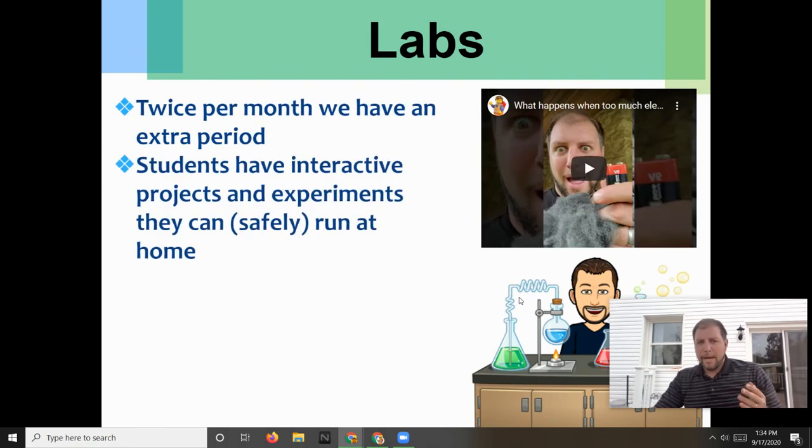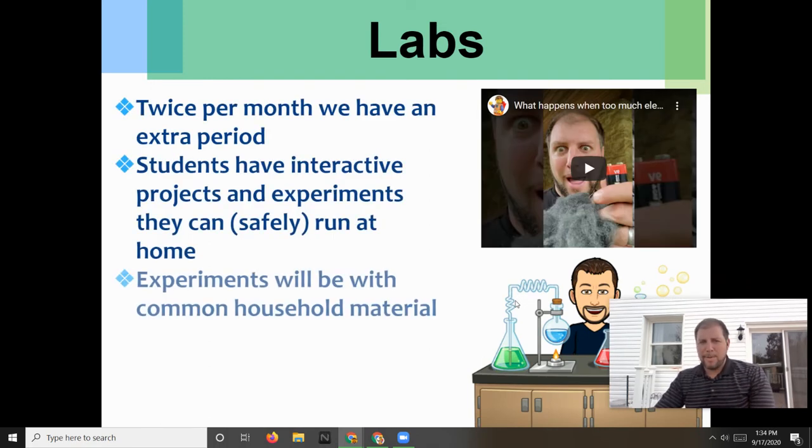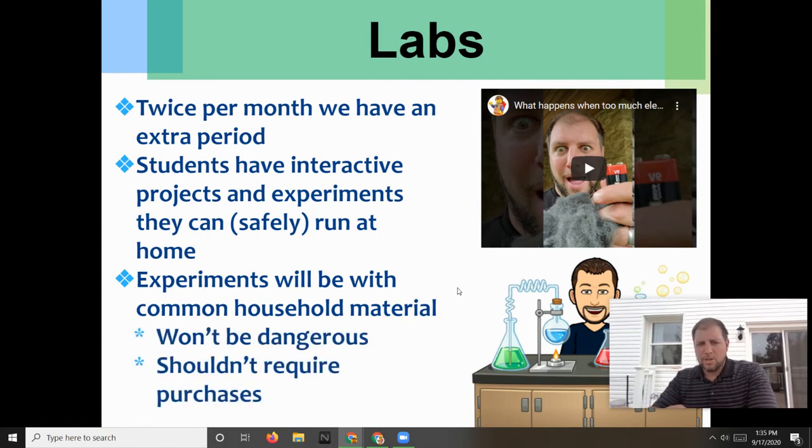Labs, again, twice per month, we're going to have an extra lab period, and I'm going to try and make this as interactive as possible, have students safely run lab experiments at home using common household non-dangerous ingredients. The old baking soda and vinegar. I don't know if you know this, but ketchup, salt, and a penny is another one. And maybe with adult supervision, some things we can do with steel wool and hydrogen peroxide. These things aren't going to be dangerous and should not require purchases. If a kid wants to participate, I'm going to try and keep the activities as cheap as possible if you can't find any of the alternate stuff just lying around your house.